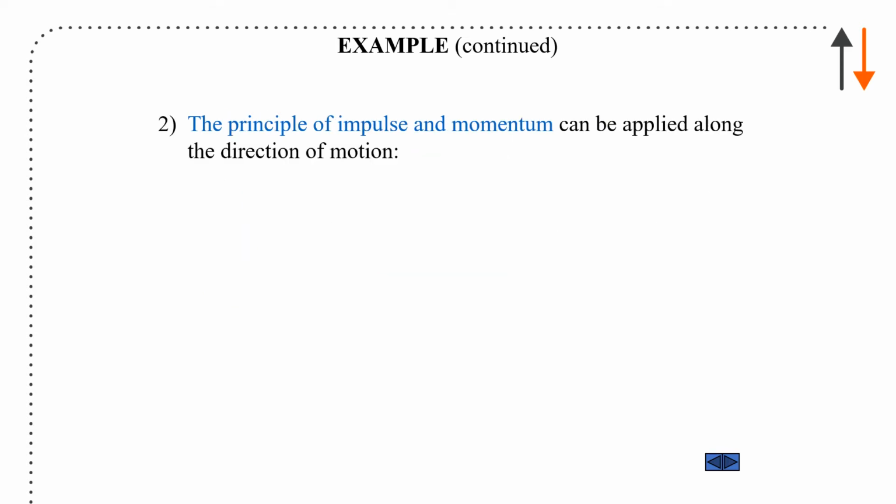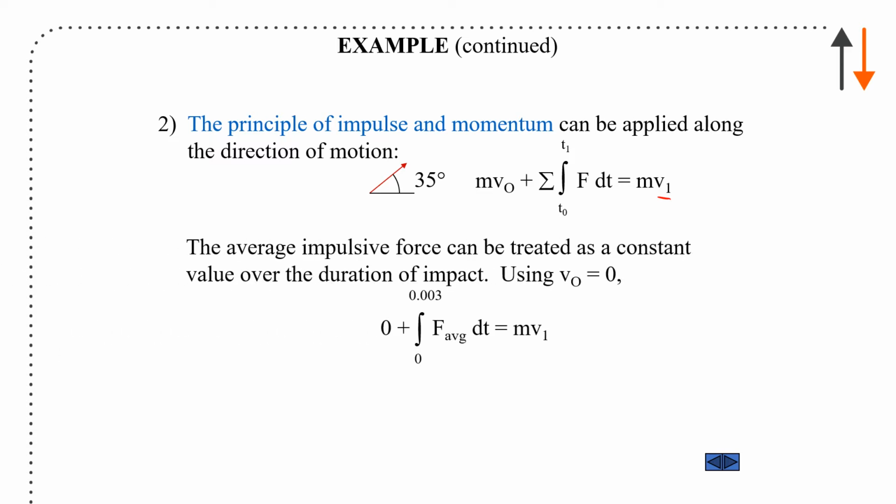So I can use the principle of impulse momentum: mv0 plus the sum of all of the forces, and in this case I'm just looking at the impulse force, dt, equals mv1. So mv1 is the immediate velocity of the ball after the club has hit it for that 3 milliseconds. The average impulsive force can be treated as a constant, so we'll assume that it doesn't change over those 3 milliseconds. It's a short period of time, and that's usually a pretty good assumption. And we know that the initial velocity is equal to 0.